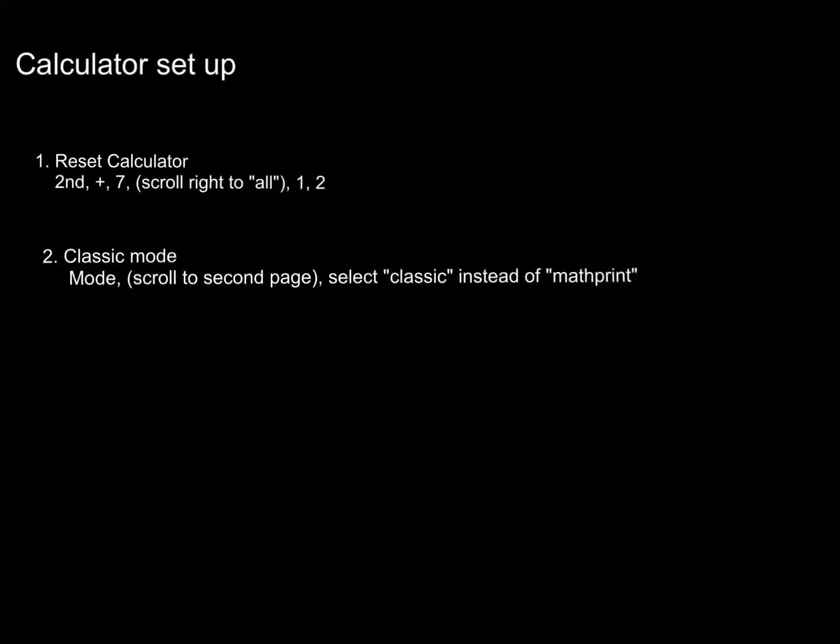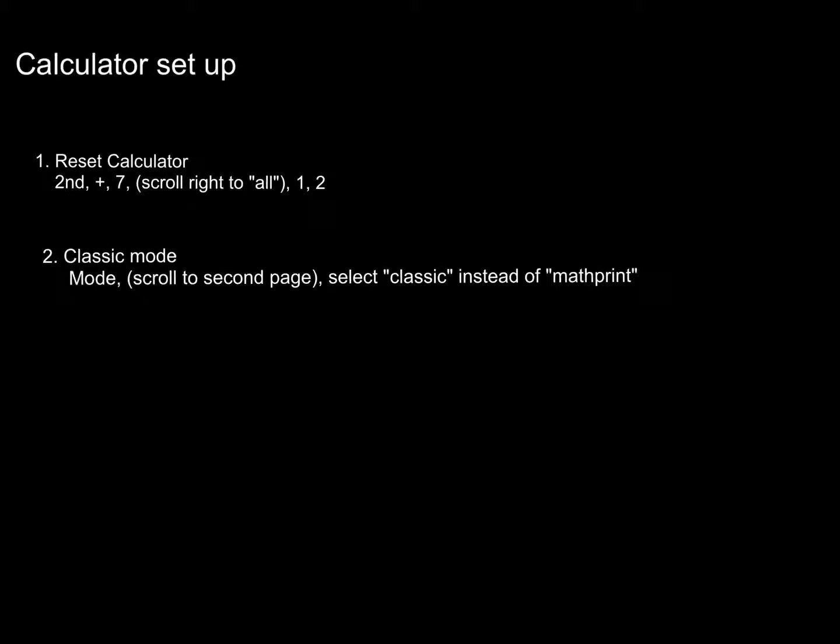The first thing is to go ahead and reset your calculator just to make sure there's no weird settings on there that might prohibit you from doing any of the following. So to reset your calculator, you want to hit second. That's the blue button in the upper left. Then hit plus, then 7. You're then going to scroll right to All. It's the far right option. You're going to hit 1, and then you're going to hit 2. And that will reset your calculator to all of its original factory settings.